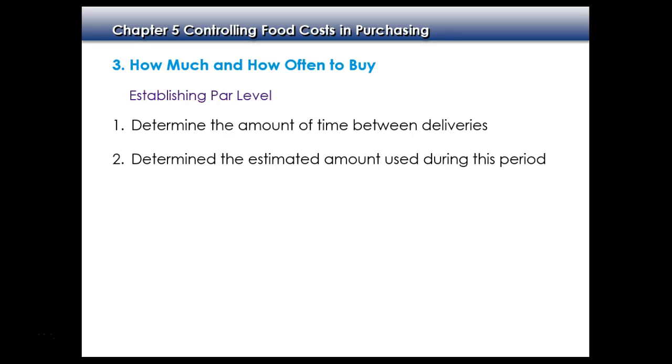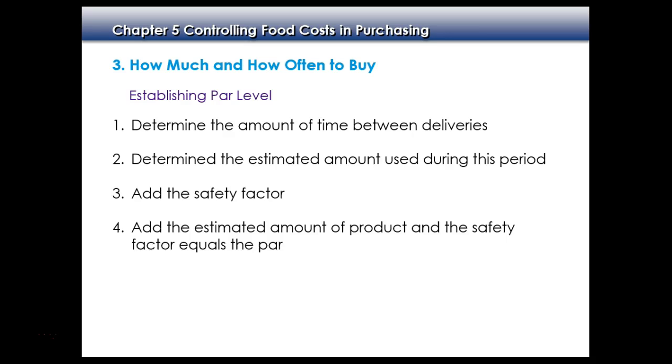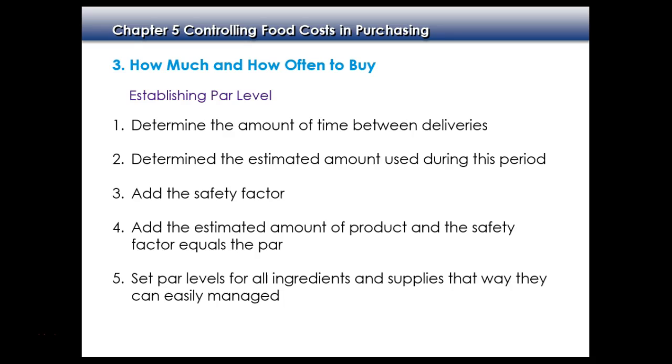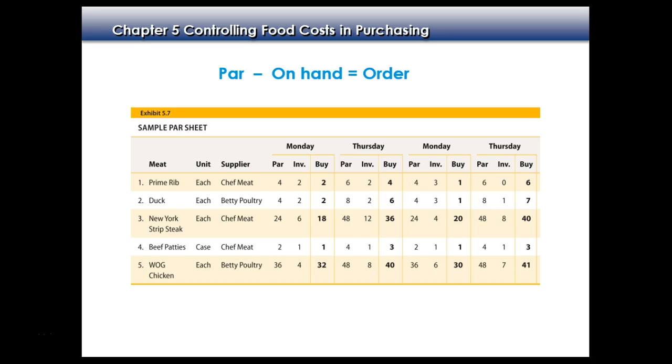Then determine the estimated usage between this time period. Add that safety factor. Then the estimated amount of product plus that safety factor equals the par. You want to set par levels for all ingredients and your supplies, depending on what you're buying from your vendor. Everything that can be accounted for in the store, you want to make sure you have par levels. That way you can manage what's in and see how much you're going through. And then you want to include those pars on your order guide. So here's the one that they have in the book.